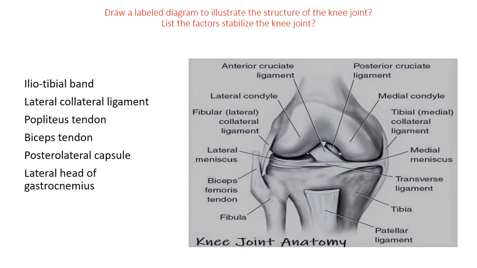Stabilizing factors of the knee joint are the iliotibial band, the lateral collateral ligament, the popliteal tendon, biceps tendon, posterolateral capsule, and lateral head of gastrocnemius.